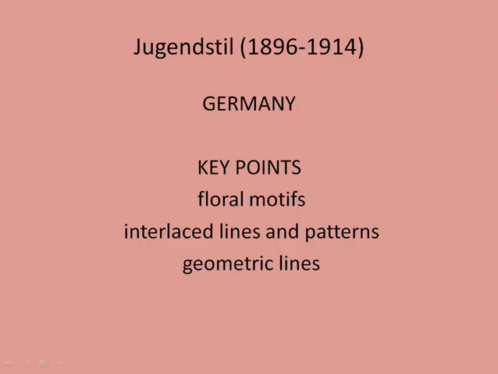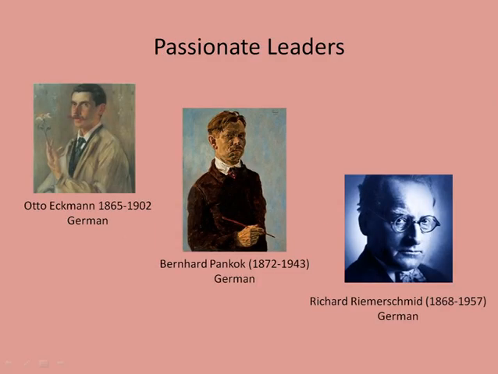The key points of Jugendstil are the floral motifs, the interlaced lines and patterns, and geometrical lines. Leaders that I think were important to the movement were Otto Eckmann, Richard Reimerschmidt, and Bernhard Pankow.